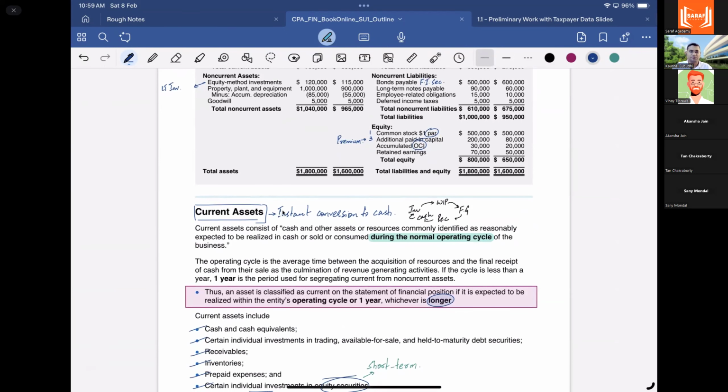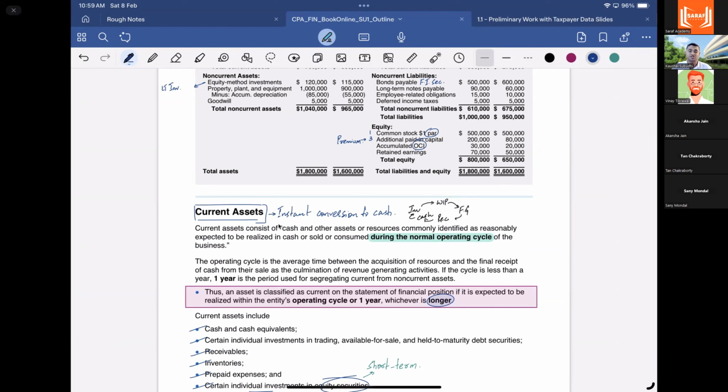So current assets refer to something which leads to instant conversion into cash, right? So I told you how quick or what's the readiness of an asset being converted into cash. So there is something which is an asset but is not cash, and you have to convert it into cash. It's a very simple, easy understanding of current assets here.